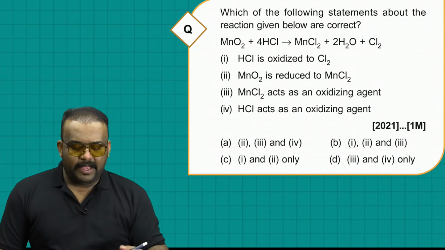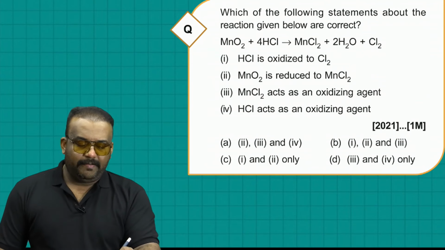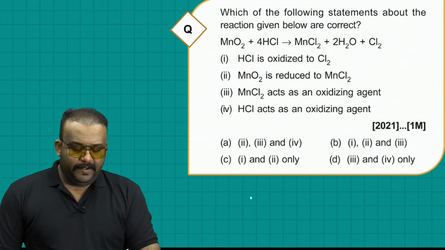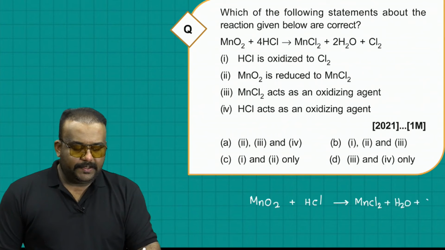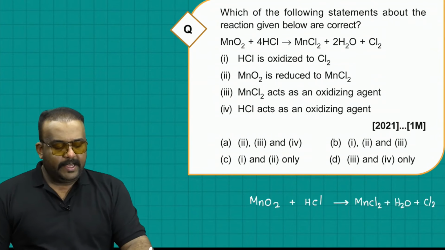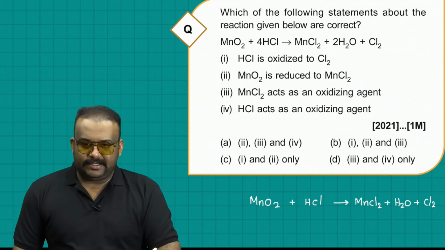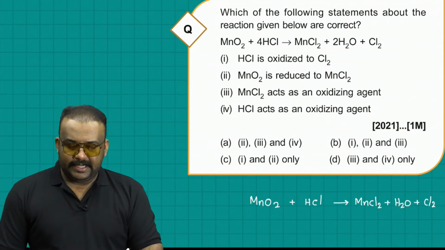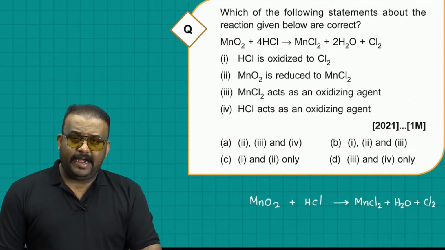Here, to double check which species turns into the oxidized form and which turns into the reduced form, we have one more method. I'm going to mention that method here. You can listen. MnO2 plus HCl giving MnCl2 plus H2O plus Cl2. This is our equation.